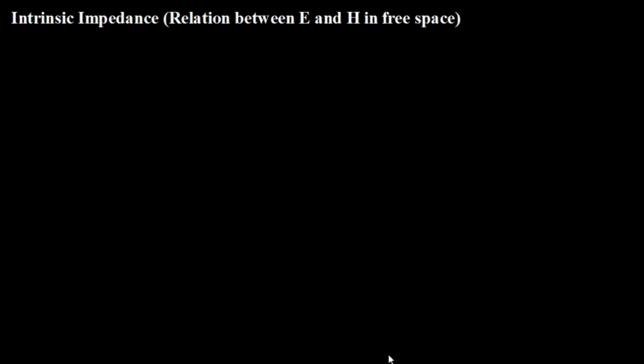We can define an electromagnetic wave completely or properly if and only if we know the properties of the medium. Considering a time varying field, properties like intrinsic impedance, propagation constant, etc. are very significant. So, in today's video, I am going to discuss intrinsic impedance.